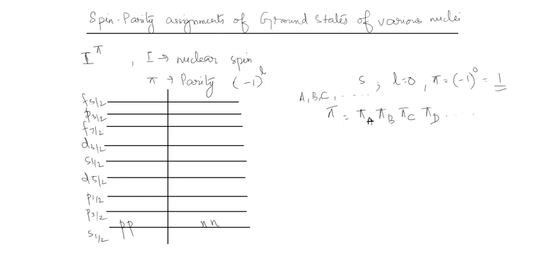Now we will just understand how the energy level schemes, how the spin parity assignments are explained for various nuclei. Suppose you consider the case of even nuclei.